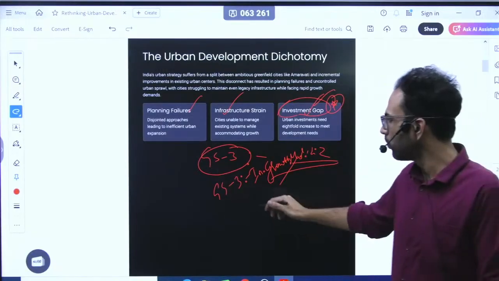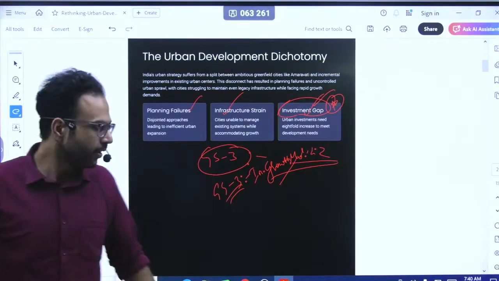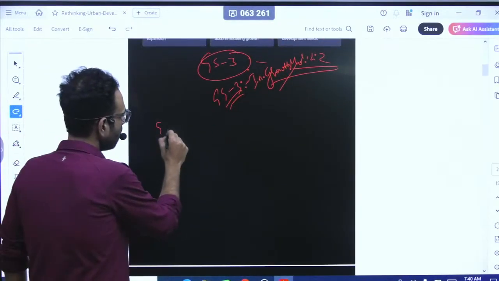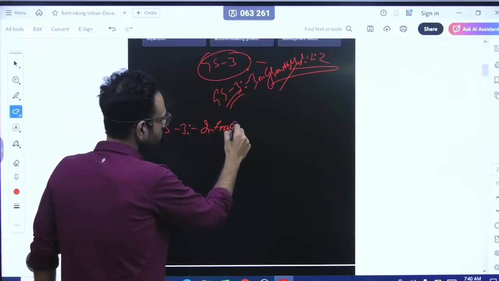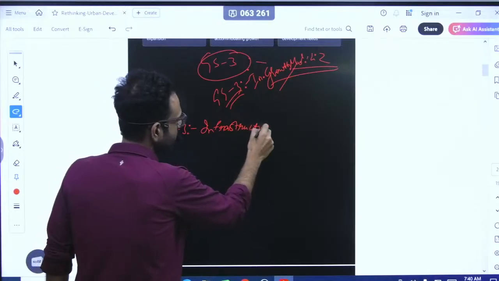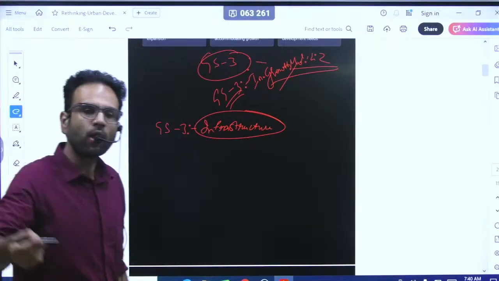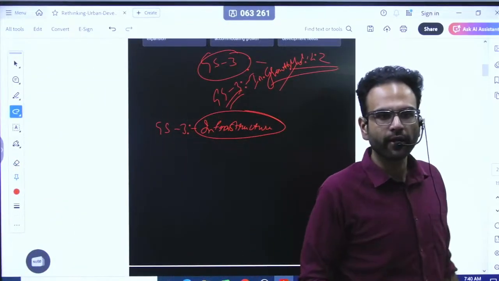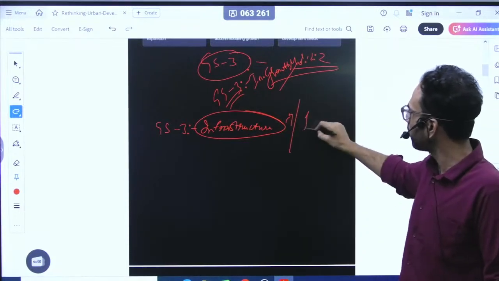Okay. Now, another dimension of GS3 can be infrastructure. So there can be a standalone question on the infrastructure planning needs, investment models, a discussion on the various kinds of investment models that can be deployed. Whether you can, for example, there is this another topic of land reforms.